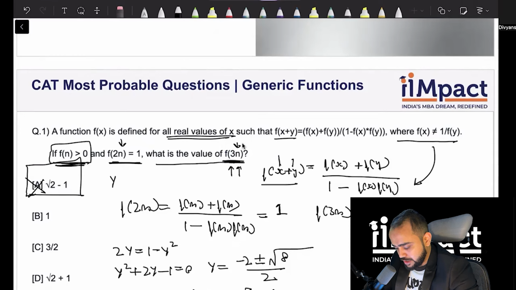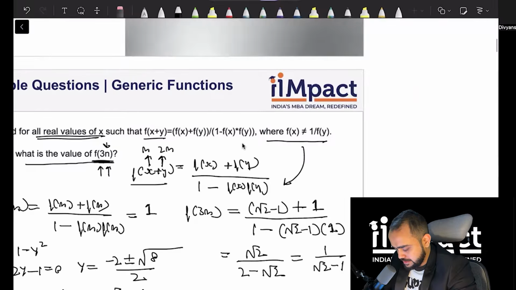To find that, I'll put x as n and y as 2n. So I'll get f of 3n as f of n, which is root 2 minus 1, plus f of 2n, which is 1, divided by 1 minus f of n, which is root 2 minus 1, into f of 2n, which is 1. So this will become root 2 upon 2 minus root 2. If I cancel out both the root 2's, I'll get 1 by root 2 minus 1. And if I rationalize this, I'll get root 2 plus 1. This whole product will become 1. So the answer will be D.